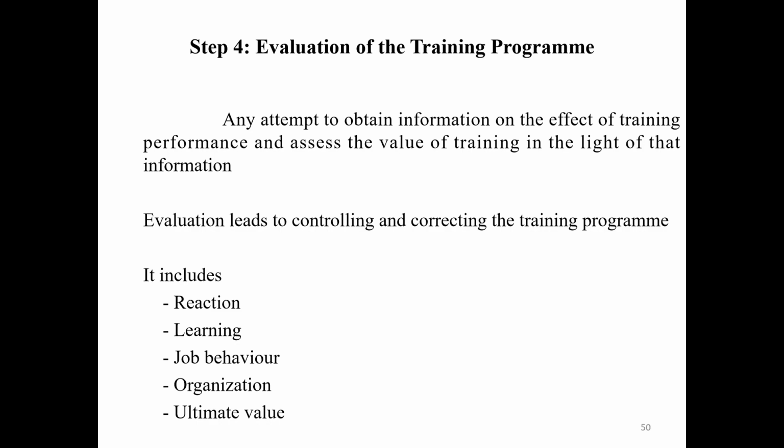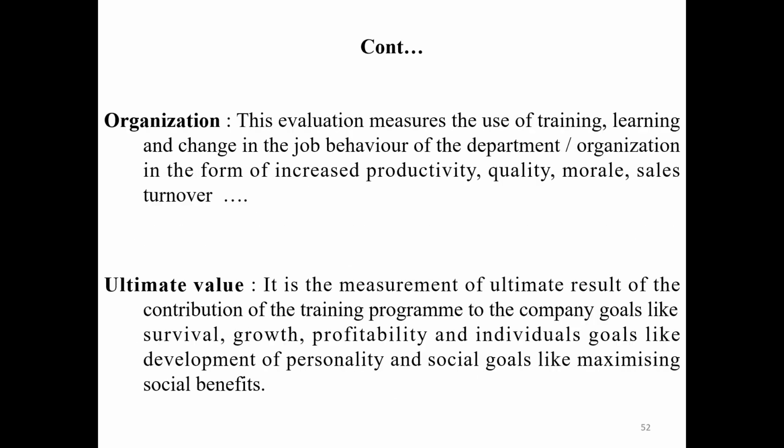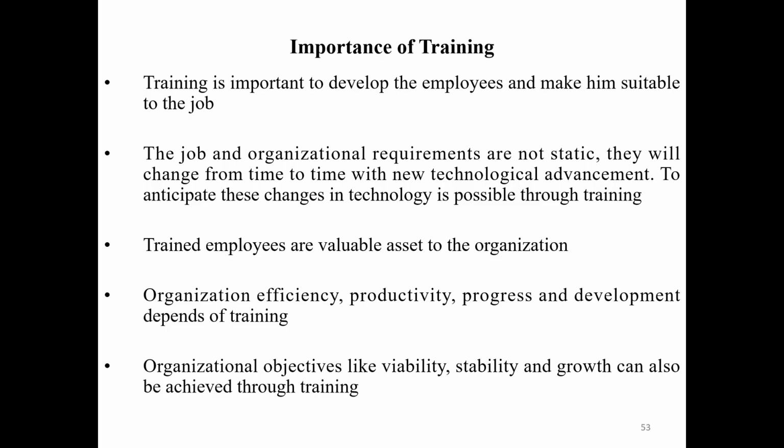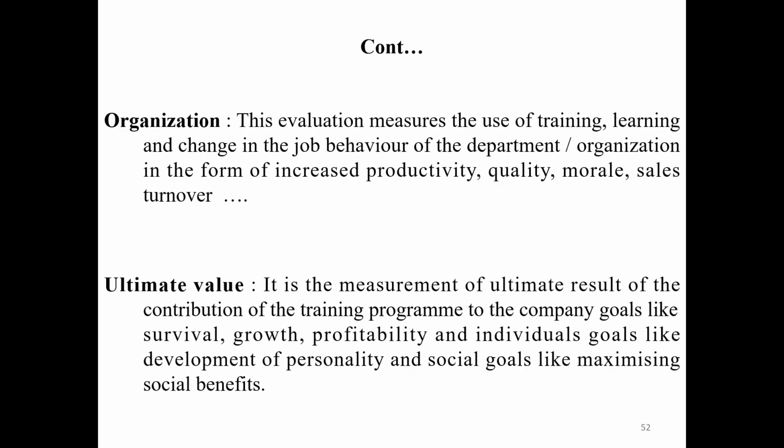The fourth step is the evaluation of the training program. See, evaluation has to be done. Evaluation basically leads to controlling as well as correcting the training program. It includes evaluating learning, reaction, job behavior, organization, and ultimate value. How is it going to affect the organization?